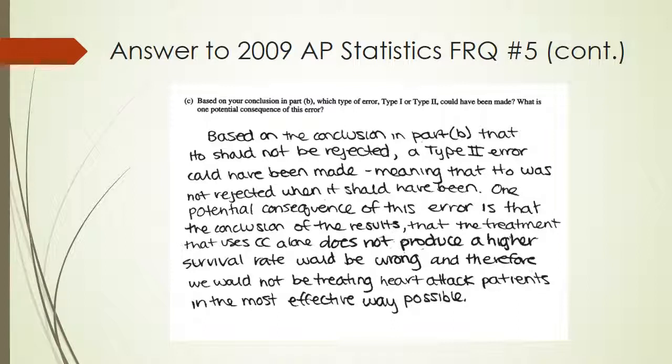And his answer for part C, which was talking about type 1 and type 2 errors and the potential consequences, the student wrote, based on the conclusion in part B that H0 should not be rejected, a type 2 error could have been made, meaning that the null was not rejected when it should have been. One potential consequence of this error is that the conclusion of the results that the treatment that uses CC alone does not produce a higher survival rate would be wrong, and therefore we would not be treating heart attack patients in the most effective way possible.